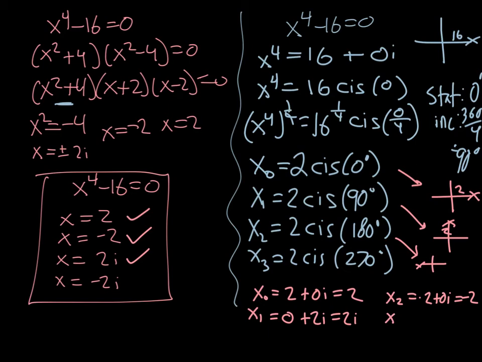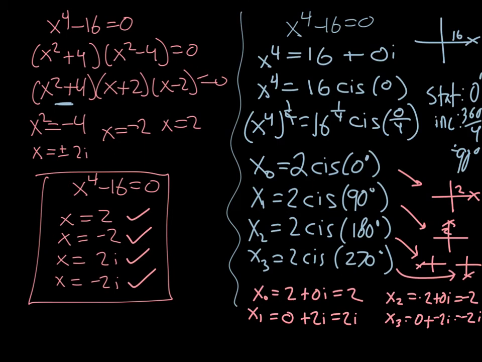And x sub 3 will be over here. That's 270 is my angle. Again, it's a radius of 2. So this time I know a is 0 plus -2i, or -2i. There's my fourth answer. Okay, so we use this method, we get the same 4 answers.